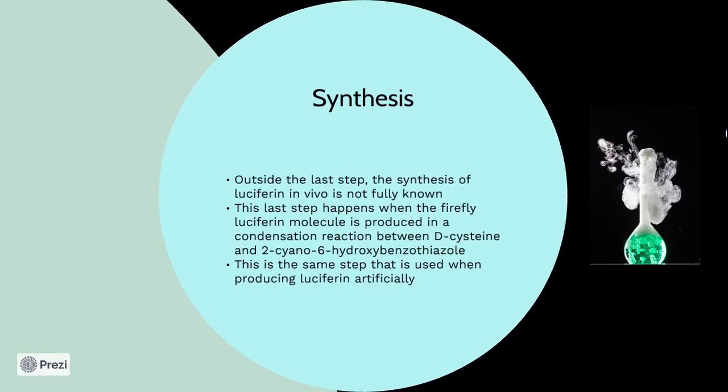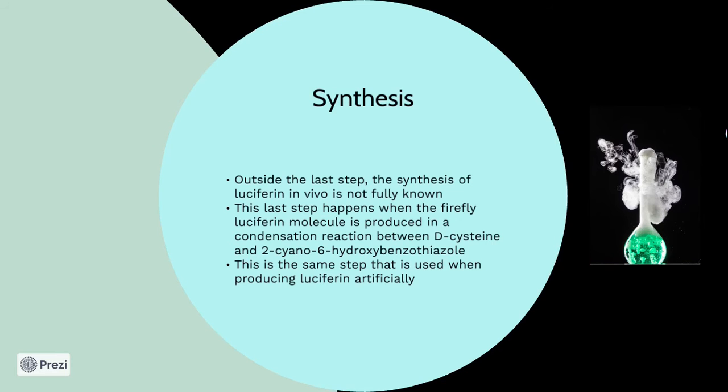So actually, outside of the last step, we actually do not exactly know how luciferin is synthesized in vivo or in a living organism. So this last step that we do know happens when the luciferin molecule is produced in a condensation reaction between D-cysteine and 2-cyano-6-hydroxybenzothiazole. So this is actually the same step that we use when we produce luciferin artificially in labs.